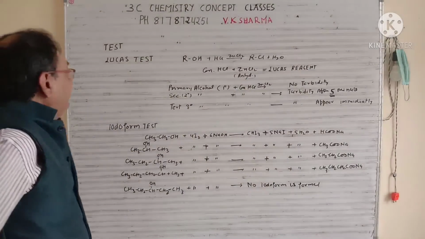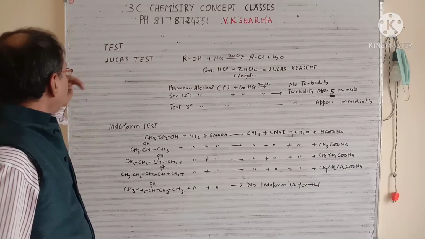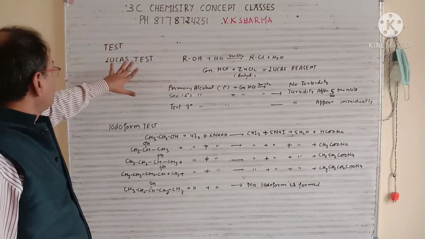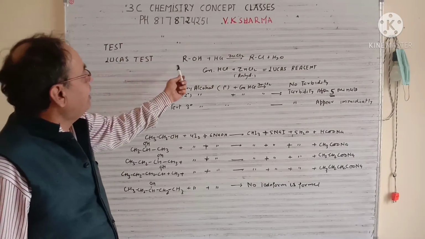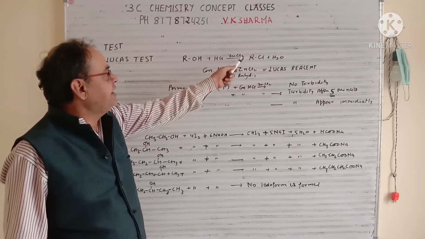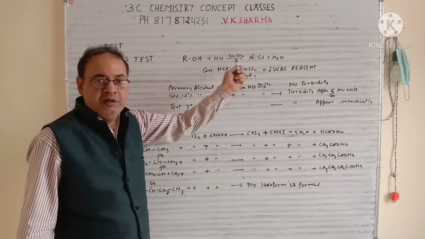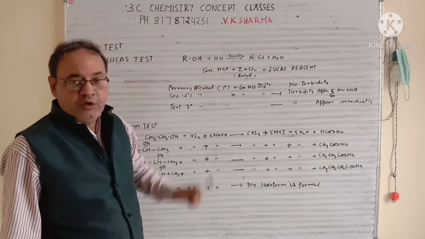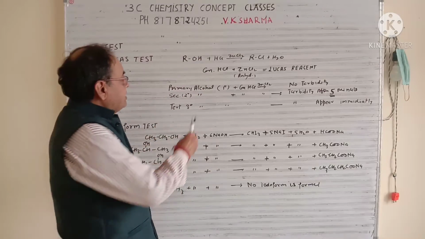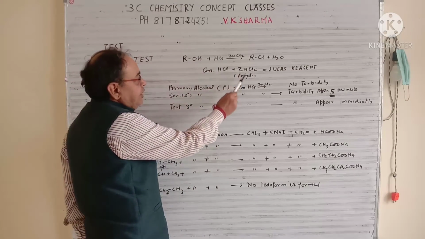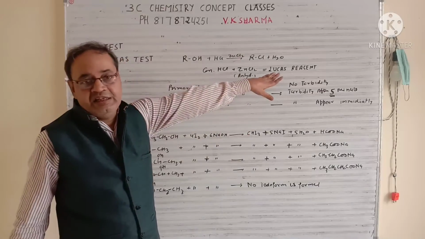Now friends, next is a test for alcohol. In this, first we take the Lucas test. In the Lucas test, I have told you the reaction of ROH plus HCl in the presence of ZnCl2 gives you RCl plus H2O. This we have done in the properties of the alcohol. So the same reaction will be used for all. So here concentrated HCl plus ZnCl2 anhydrous is known as the Lucas reagent.